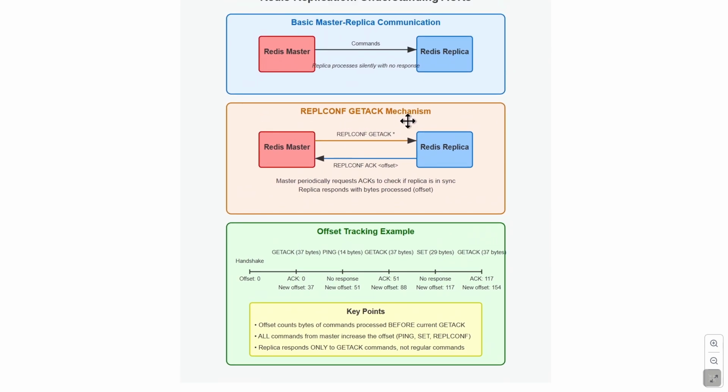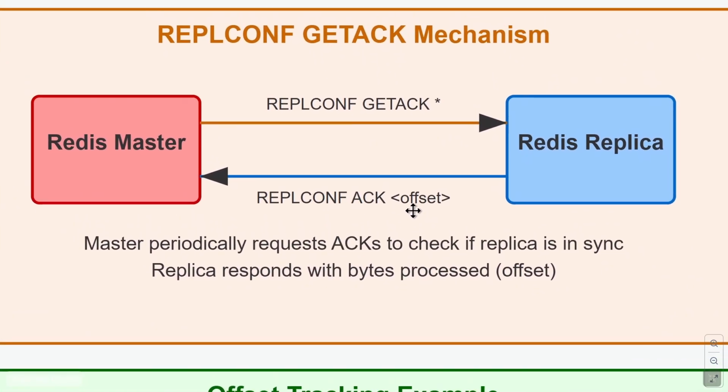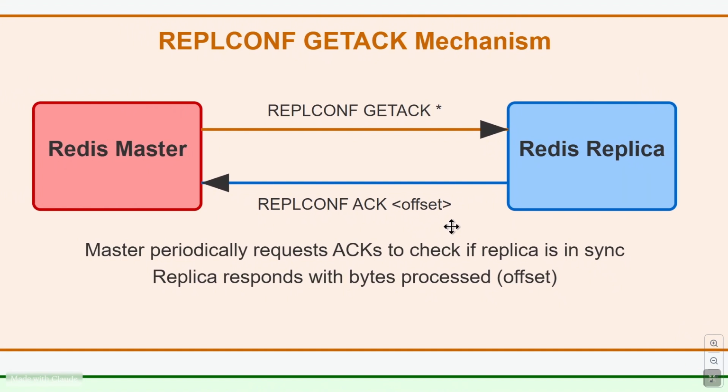The REPLCONF GETACK command is a special command. When the master sends this command, the replica responds back in this format. This offset is basically equal to the number of bytes that the master has sent down to the replica previously, and it's just returning back the number of bytes that have been sent down to the replica from the master. The master needs to calculate if the replica with this offset is up to date with the data or not. So the master needs to keep track of how many bytes are actually sent down to the replicas, and the replica just responds with how many it has received and how many it has processed.